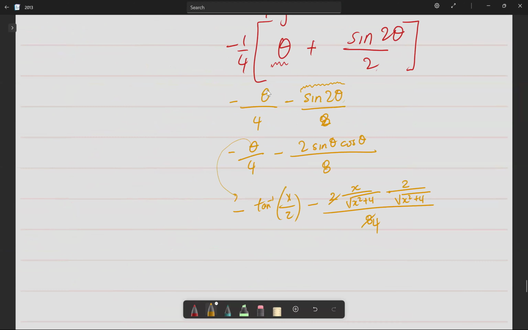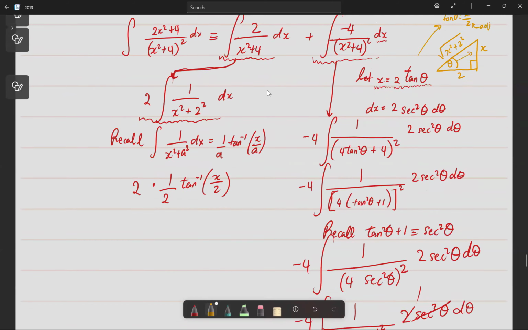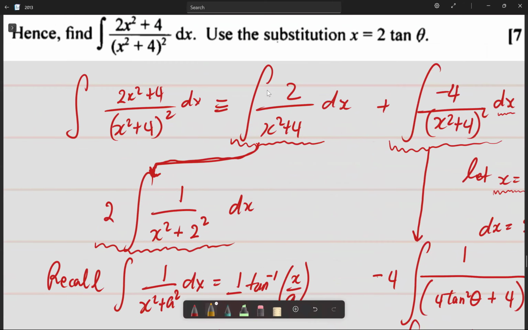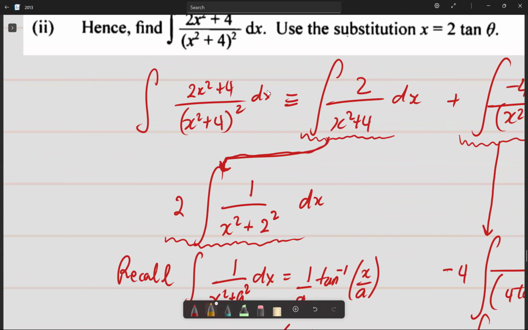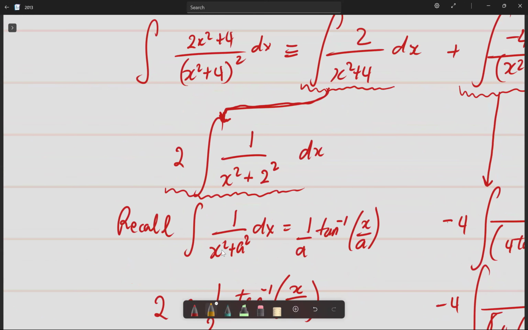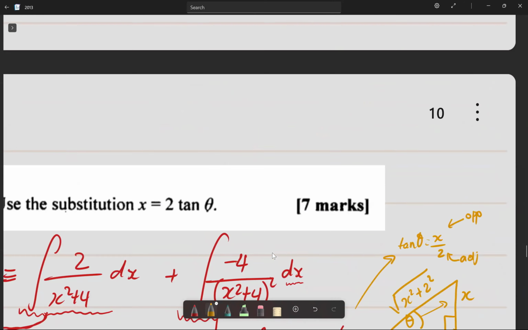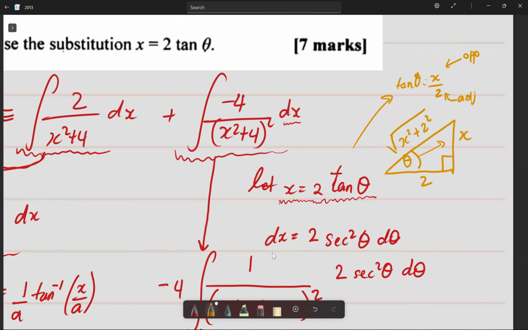The reason why this question was so long, even though it didn't have to be, is because I want to show each step. On the left-hand side, we need to realize that this is some form of arctan, or tan inverse, so we need to write it in the form x squared plus a squared. On the other hand, they told us to use a substitution, x equal to 2 tan theta. The next step is to do the derivative: dx is equal to 2 secant squared theta d theta.